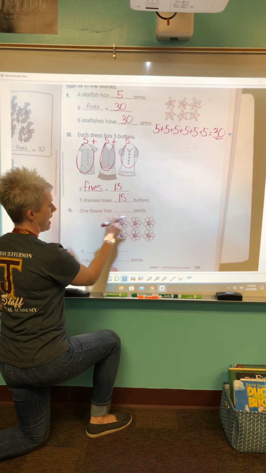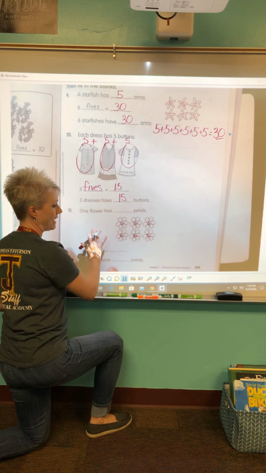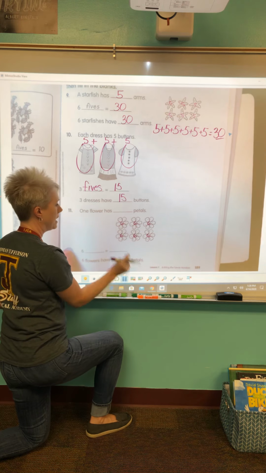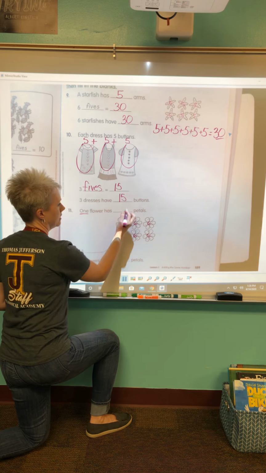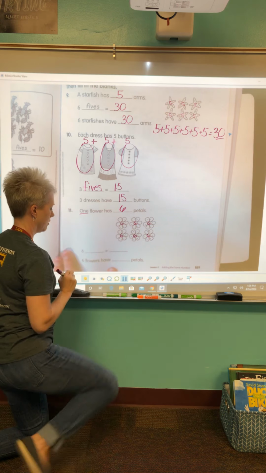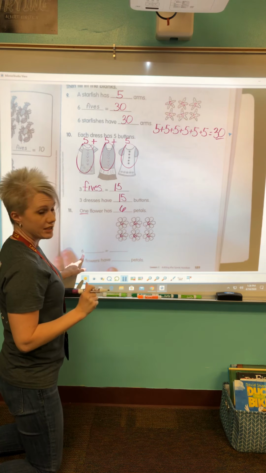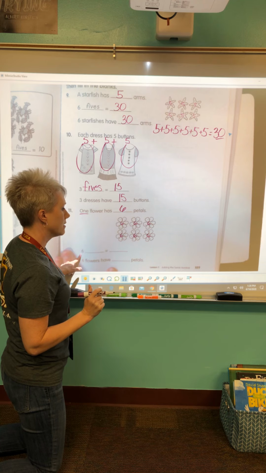1 flower has 6 petals, okay? It didn't ask how many we had all together yet. It just says 1. 1 flower has 6 petals, okay? 6 is the number of groups I need, okay?